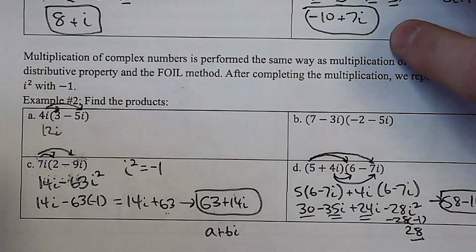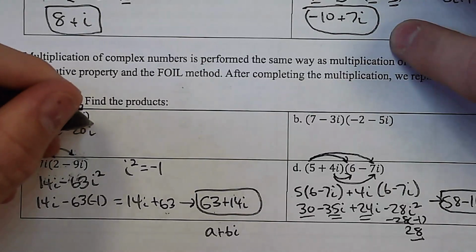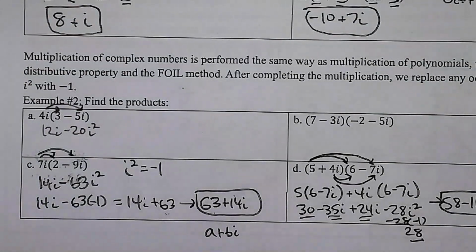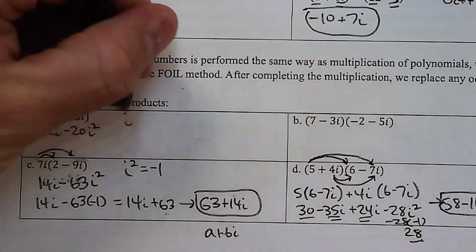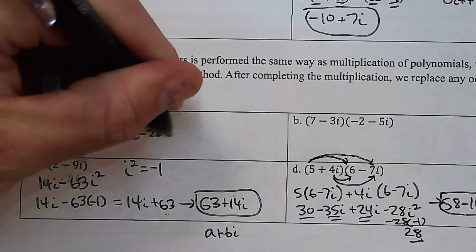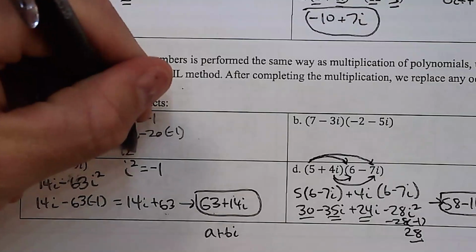What's 4i times -5i? -20i squared. Okay, I'll pause there for a moment. -20i squared. Do we know what i squared is equal to? Good job. So it'd be 12i minus 20 times -1. So that'd be 12i plus 20.